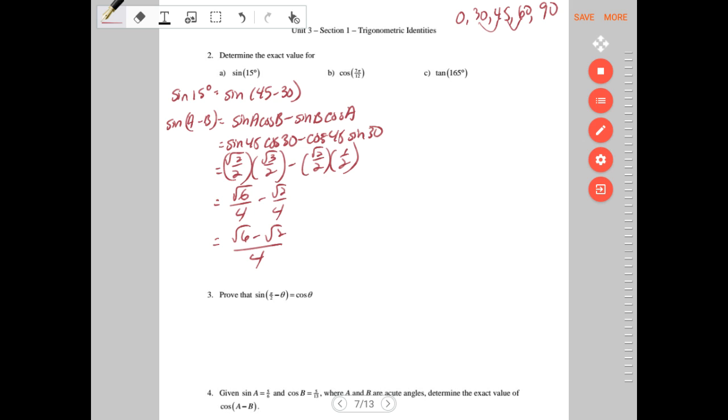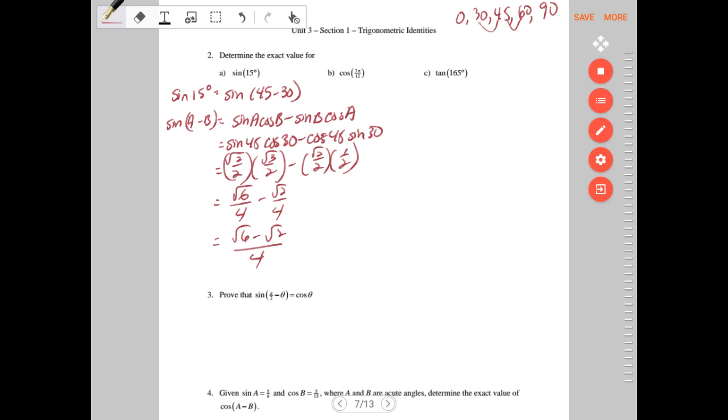If you want to take out your calculator, make sure it's in degree mode. Type in sine of 15. Press enter. Then type in bracket root 6 minus root 2 bracket all over 4. Guess what? I bet you get the same thing. Perfect. Okay, let's try cos of 7 pi over 12.